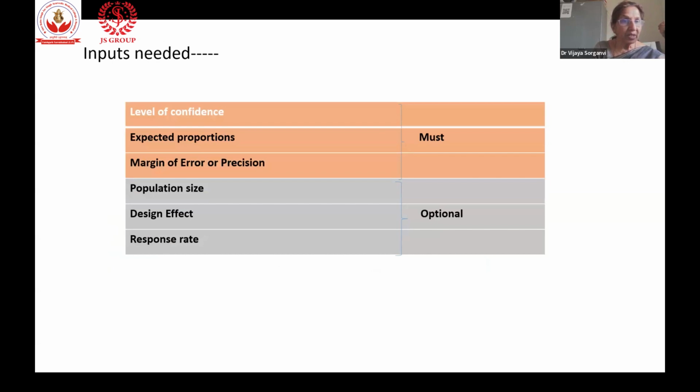So what is the input needed for sample size calculation for one group using proportion? One is the expected proportion from the previous article. We have to take a margin of error, whether 1%, 2%, or 5%, that we have to decide. Then calculate the sample size. The level of confidence, expected proportion, and margin of error are a must to calculate the sample size. The population size, that is infinite population or finite population adjustment, we do for increasing or decreasing the sample size. That one, design effect, and response rate are optional. So these first three things are a must, and the next three are optional. If you want to change the sample size, we adopt all three adjustments.